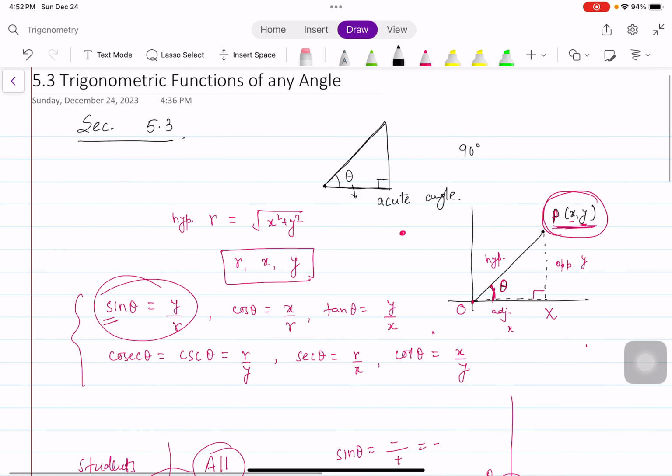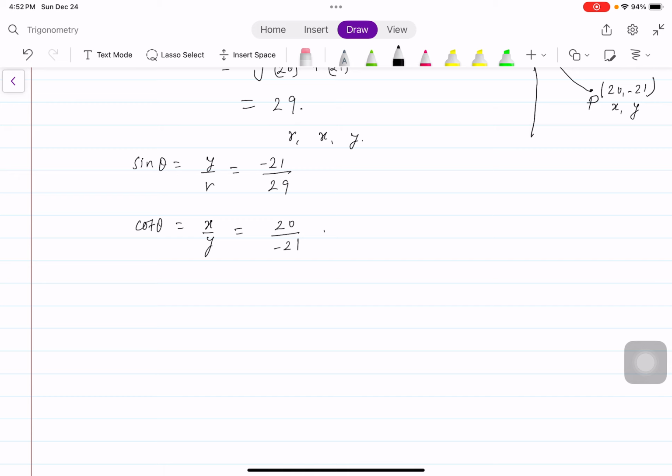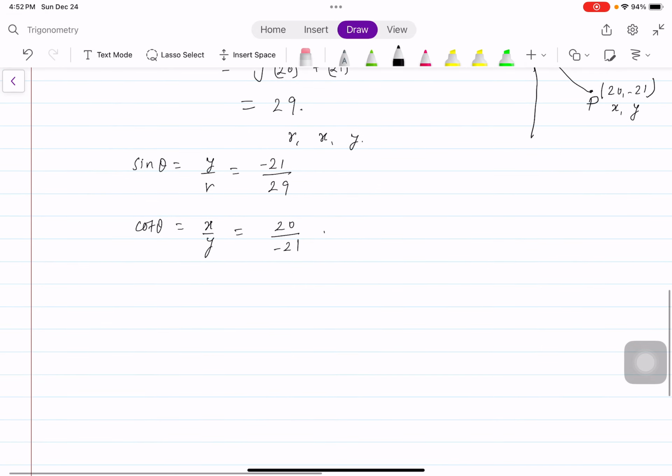So we have introduced trigonometric functions of any angle. We will solve all the problems related to this concept in the next video. Do not forget to watch that video. It will be coming soon. For now, I'll stop here.